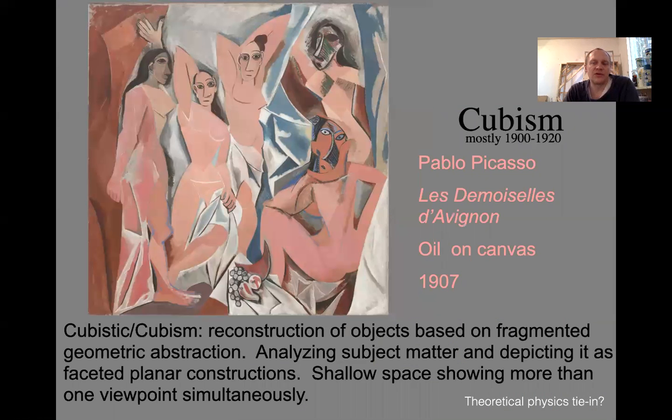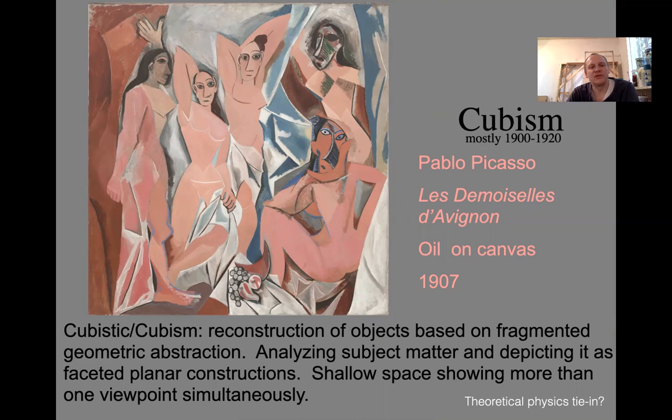So I want to start with Cubism. And here's Picasso, Les Demoiselles d'Avignon. This is actually a picture of prostitutes in a brothel. Picasso's not known for being very pure, maybe. He was kind of a character.